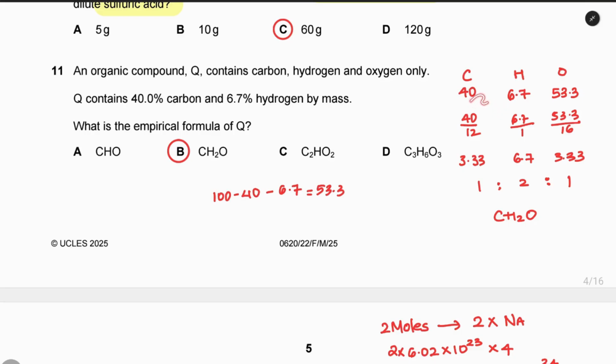So over here again we're going to take this mass and divide it by relative atomic mass. Relative atomic mass of carbon is 12, so 40 divided by 12 gives me 3.3. For hydrogen, the relative atomic mass is 1, so it's going to be 6.7 itself. And over here, 53.3 divided by 16, which is the relative atomic mass for oxygen. Once you get the answer, you will do the mole ratio, the simplest ratio, and you will get 1:2:1, which gives me CH2O.